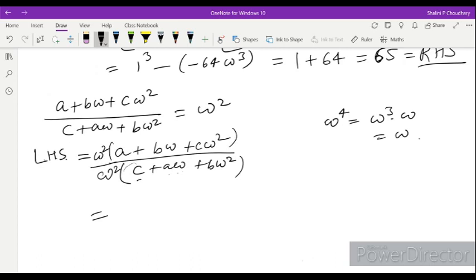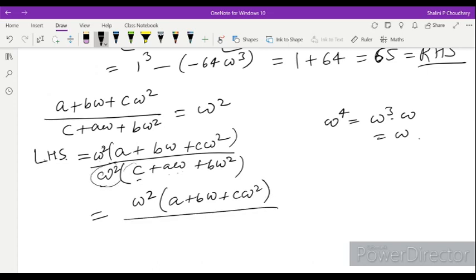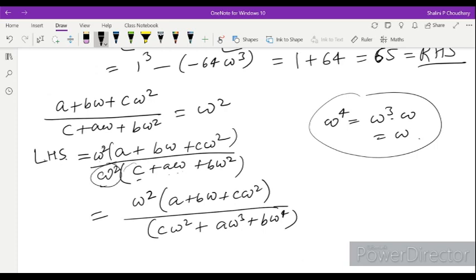Okay, so there will be no change then. We are multiplying in numerator and denominator, so it will be omega square into A plus B omega plus C omega square divided by, now we'll multiply this omega with every value. So that will be C omega square plus A omega cube plus B omega to the power 4. Now omega to the power 4 will be equal to omega.